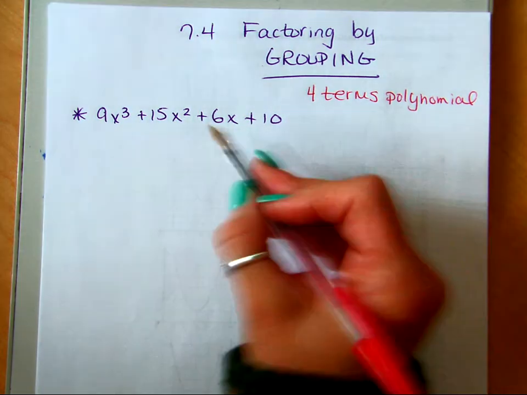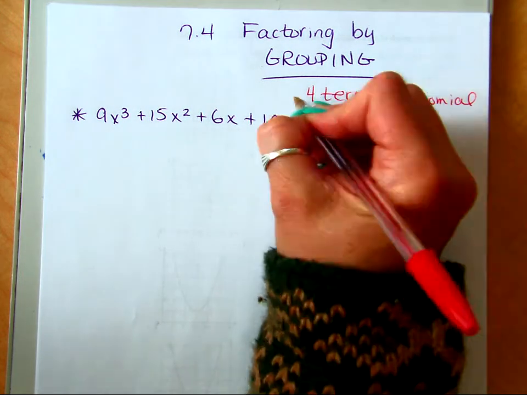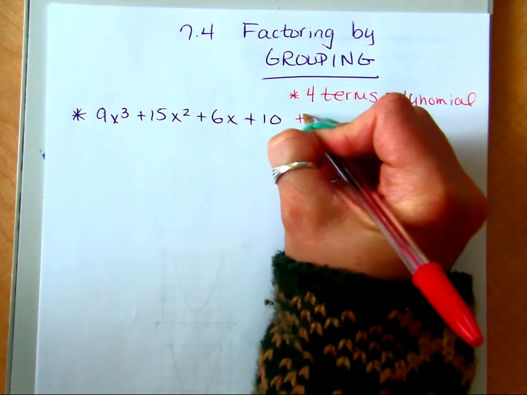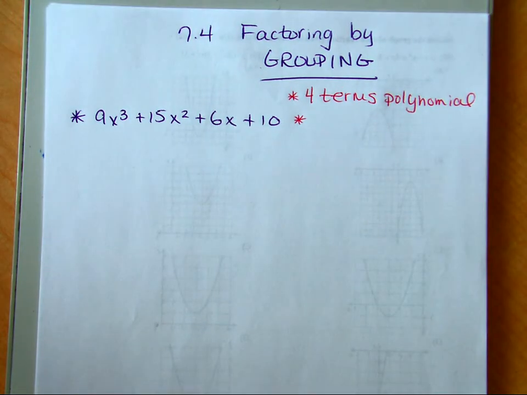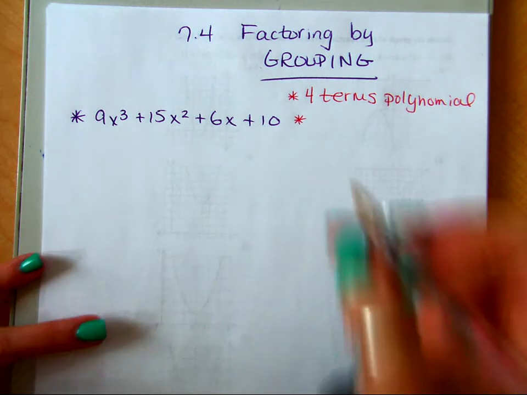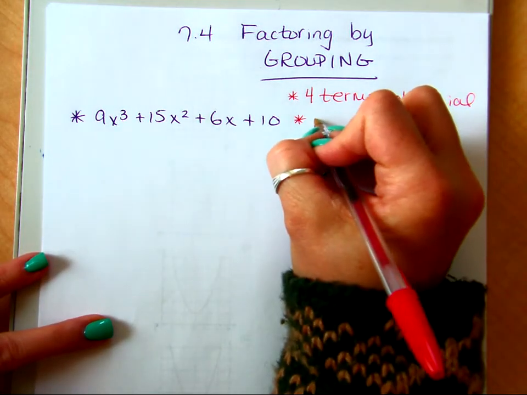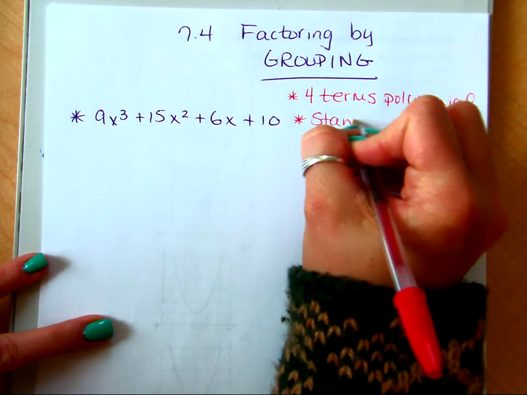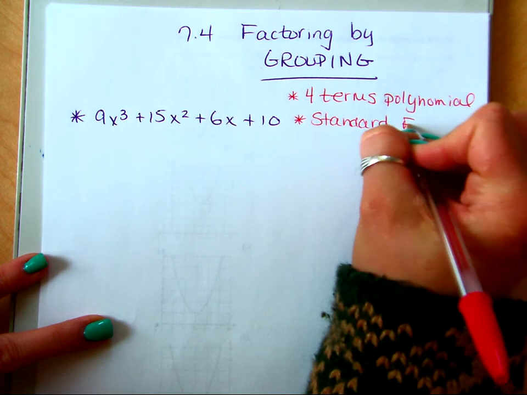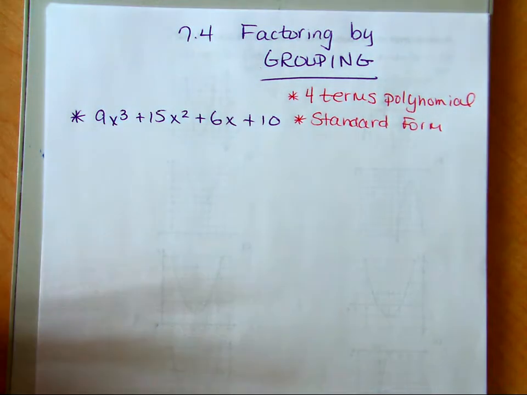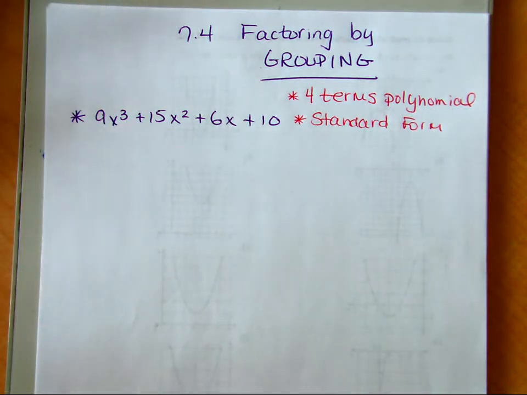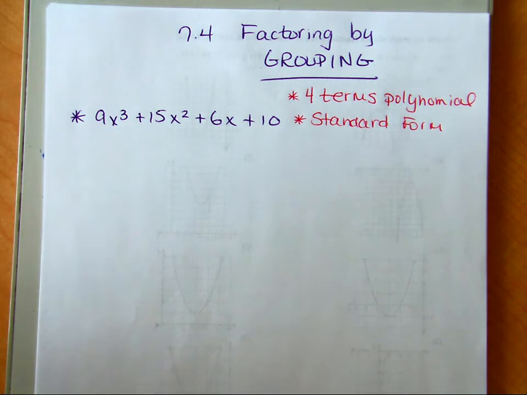Those are the 2 things that I want you to write here that factoring by grouping is. You have 4 terms. It only works with 4. It doesn't work with 3. And it's in standard form of a polynomial. So if it's not in standard form, then you need to put it in standard form, right? We'll do one like that in a little bit. So let's talk about what we look at here.